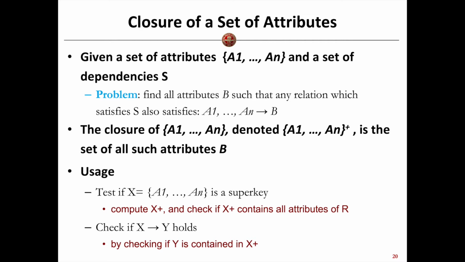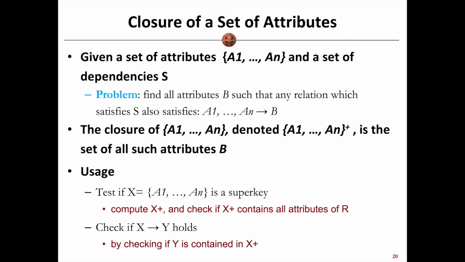What other usage? Besides the super key checking, we can also check if some FD X implies Y holds or not. For this, we just need to check if Y is contained in the closure of X or not. If so, in other words, based on X, we can imply Y with some FDs in our S set. Besides these two usages, we can also check if some attributes can be the key or not.